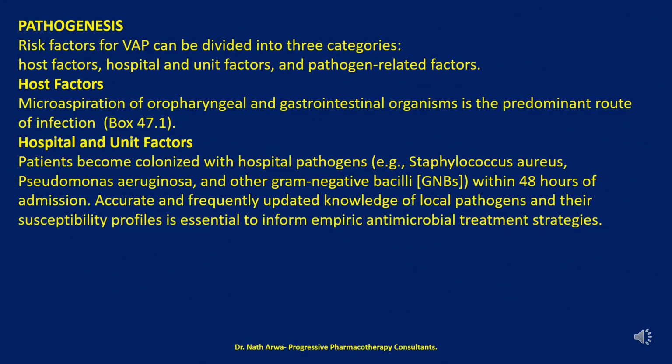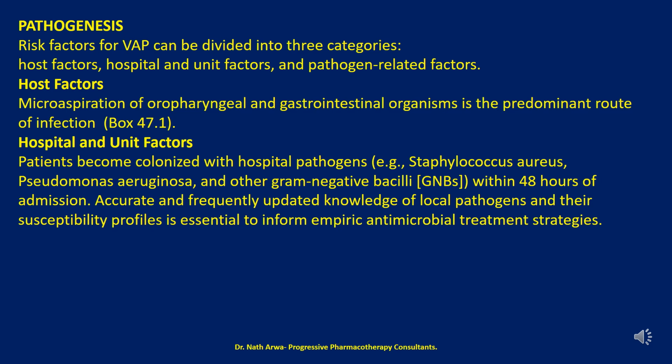We will now discuss the pathogenesis of ventilator-associated pneumonia. Risk factors can be divided into 3 categories: host factors, hospital and unit factors, and pathogen-related factors. Let's begin with host factors. Microaspiration of oropharyngeal and gastrointestinal organisms is the predominant route of infection, as shown in box 47.1.